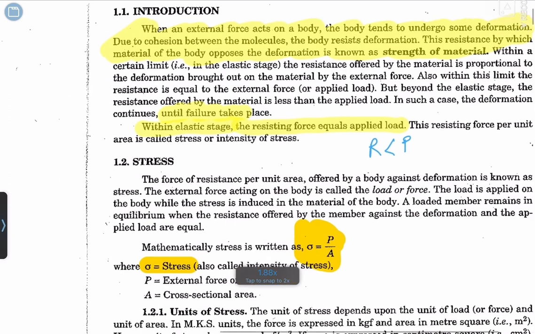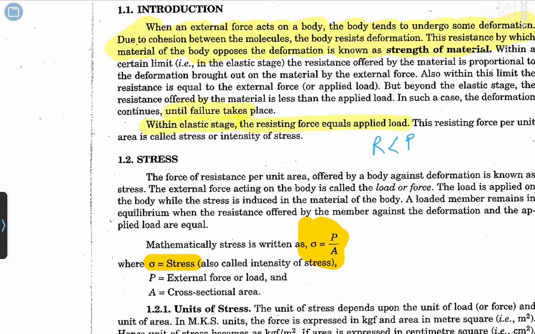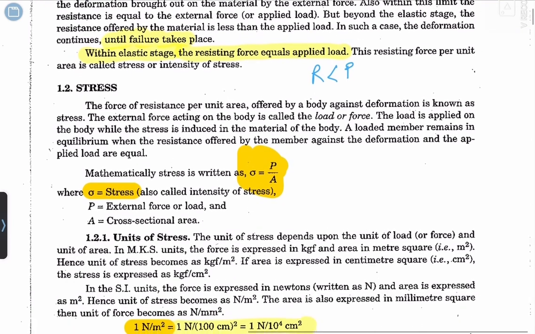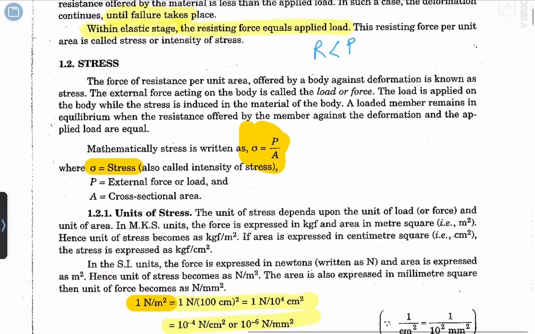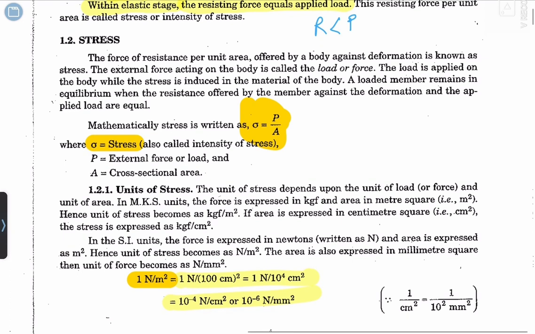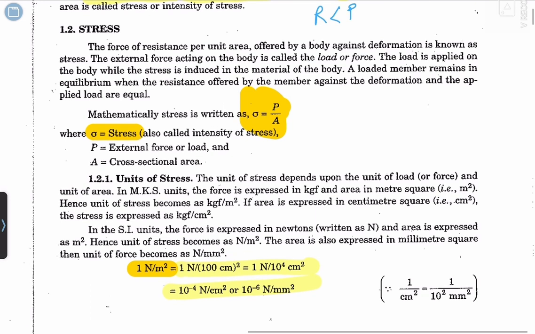This resisting force per unit area is called stress or intensity of stress. So, resisting force upon the area is called stress or intensity of stress. Okay, that is clear. Now, we are going to discuss stress in depth. The force of resistance per unit area offered by a body against deformation is known as stress.